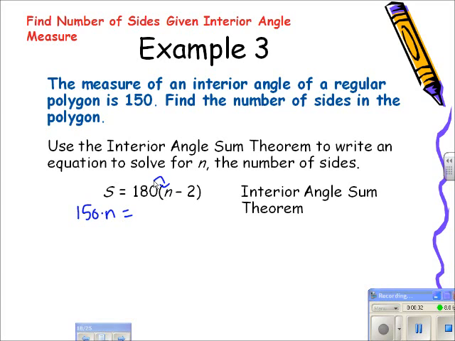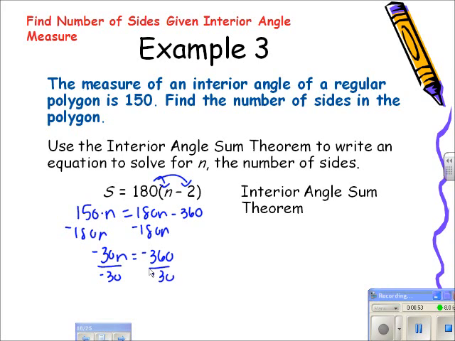So I can distribute the 180 and get 180n minus 360. Then I can subtract 180n on each side. 150n minus 180n is a negative 30n, and that would equal a negative 360. Then I could divide each side by a negative 30, and I would get n to be a positive 12. So I know there's 12 sides on a regular polygon when each angle is 150 degrees.